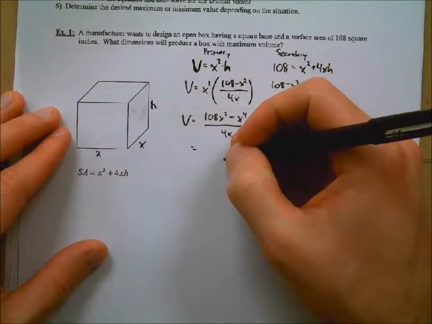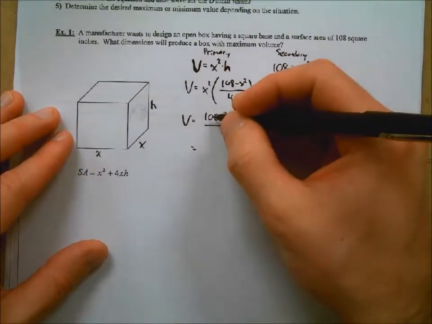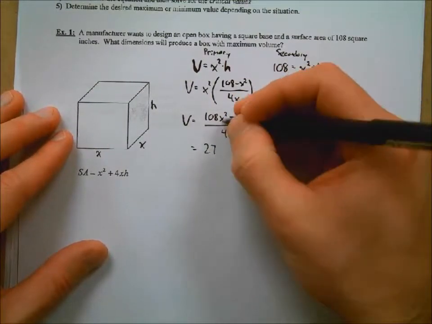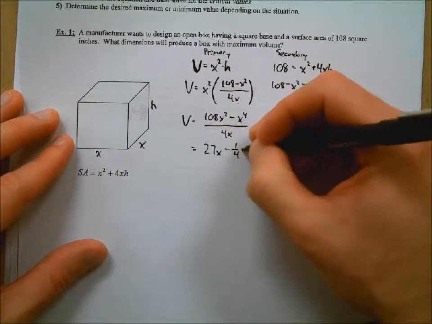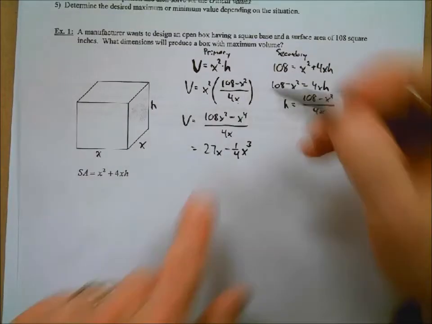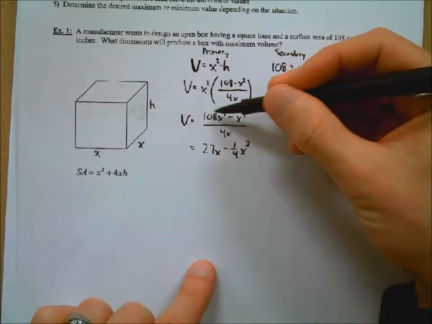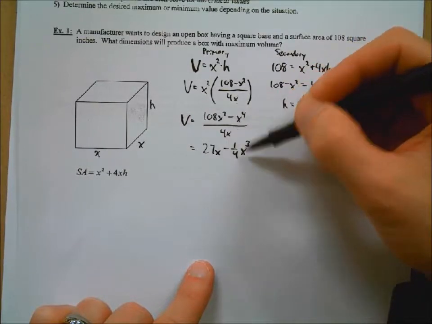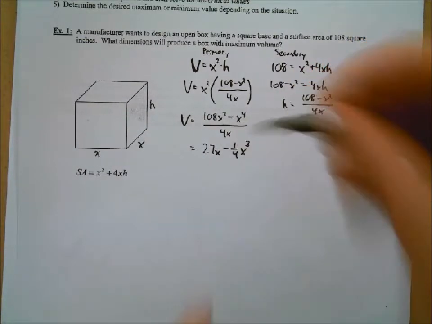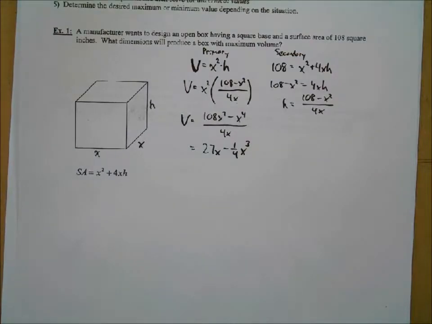Okay, so 108 divided by 4 is 27. And then x squared divided by x is x. And then we'll have 1/4 x to the third there. Don't forget that 4x divides both the 108x squared, but also the x to the fourth as well. So x to the fourth over x is x cubed, and then 1 over 4 is 1/4 there. Okay, so that's v.